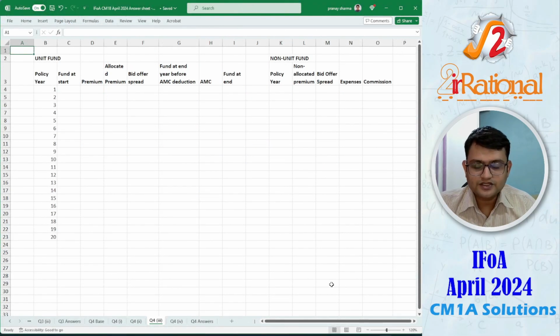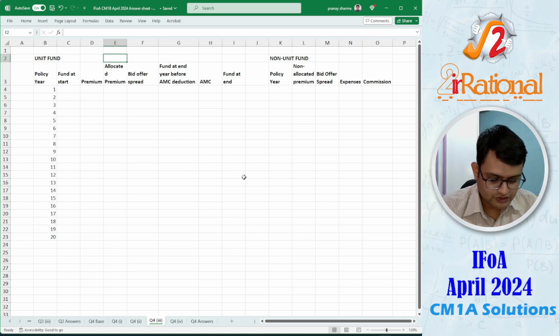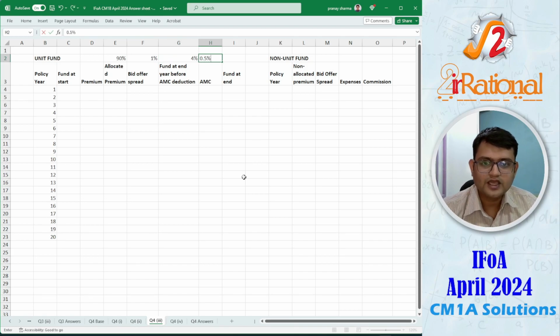So here in part 3, they have made the unit fund. We don't know the allocation rate. I will assume it to be, let's say, 90%. Write it 90% here, whatever it might be. Then bid offer spread and everything else is exactly same. So 1% for bid offer spread, 4% unit fund, and 0.5% AMC.